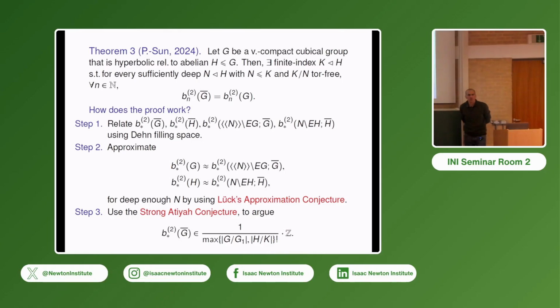So you probably are using the Lück type approximation from the L2 approach. It's residually finite to use the approximation. We use, yeah, I'll come to that. We use a theorem of Jaikin-Zapirain and Alvarez Lopez, in which they verified the Lück approximation conjecture for virtually locally indicable groups.